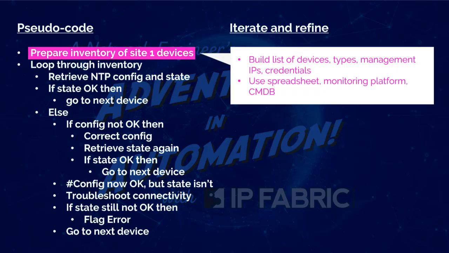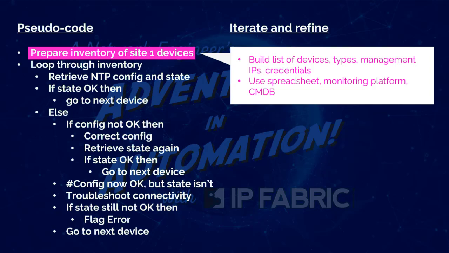For example, prepare inventory of the devices. Well, how do you do that? You have to go away and build this list of devices, but you need some extra information about them. You need to know what type of device they are, what their management IP is, what the credentials are that you access those devices with. And for those, you need to go away and use whatever your mechanisms are for managing those things, whether that's spreadsheets, your monitoring platform, whether you've got all that information in a CMDB. But that's what you need to do to go and fetch that data.